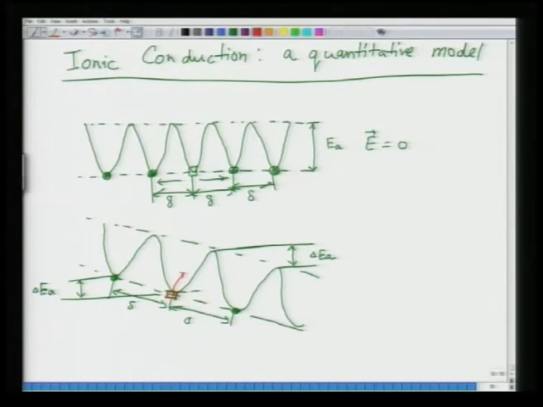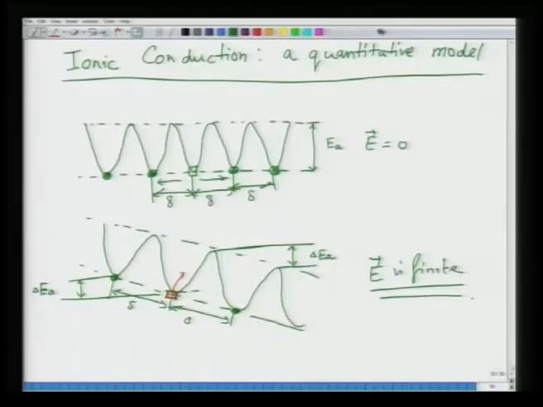So the probability of moving to either side also changes. We will treat it mathematically a little later. This happens when E is finite, and we will see what delta EA is. Basically the presence of an electric field provides a reduced barrier or higher driving force to one particular side than to the other side. Ionic conductivity, as we will see, is also influenced by other factors, but this is the basic model that we are looking at.